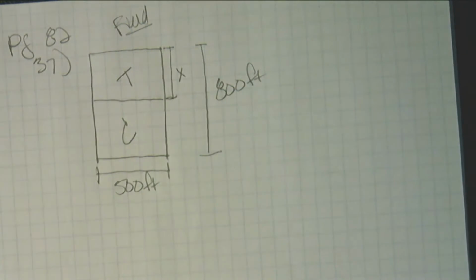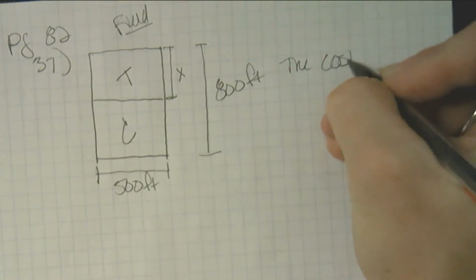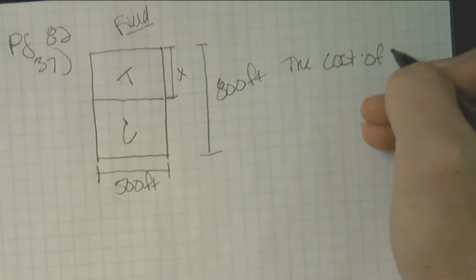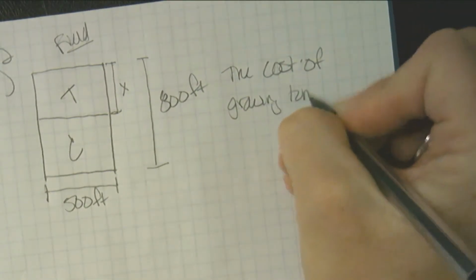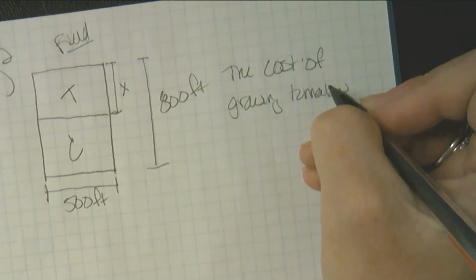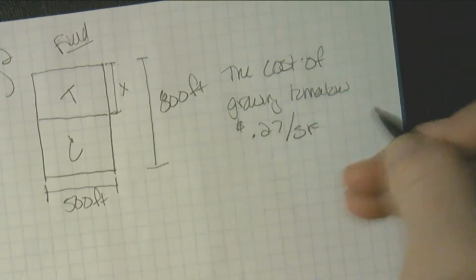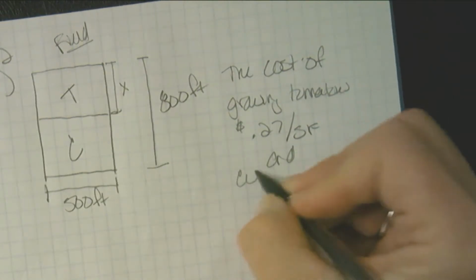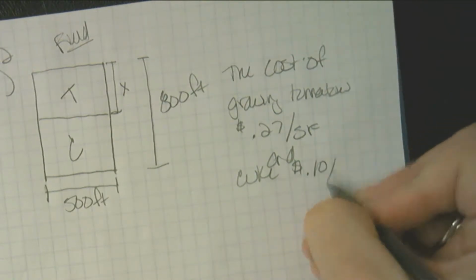Now, I'm not giving it to you part A, part B, part C. I'm simply going to say to you, the cost of growing tomatoes is 27 cents per square foot, and cucumbers, or cukes, 10 cents per square foot.